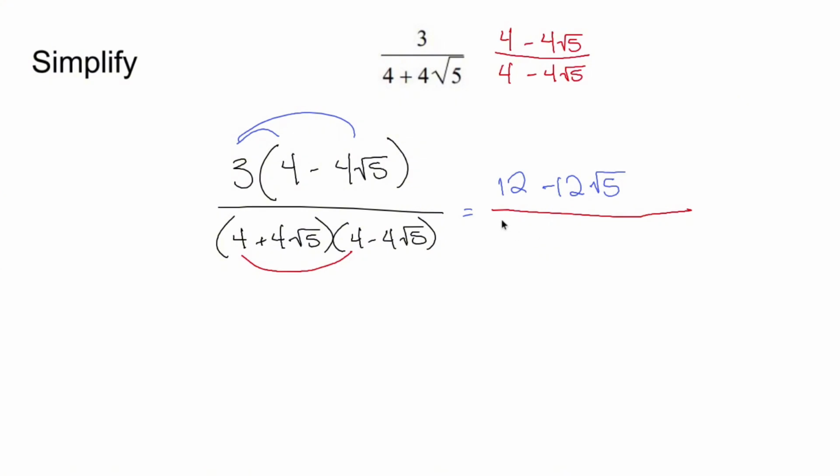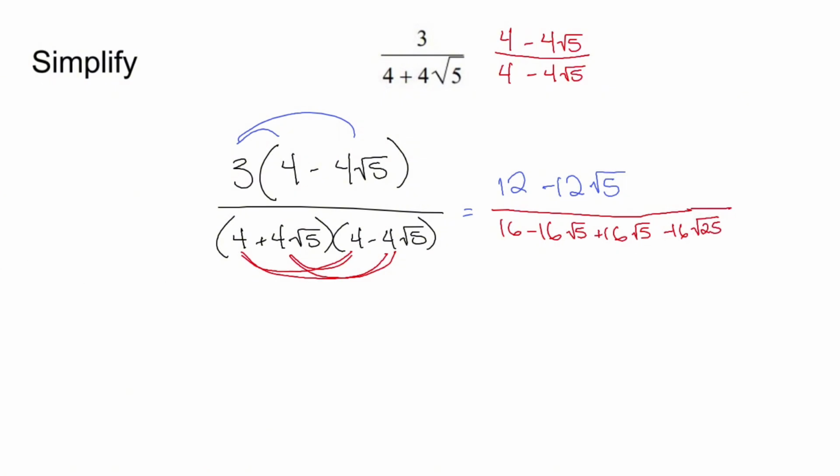4 times 4 is 16, no big deal. 4 times negative 4 is negative 16, square root of 5 comes along for the ride. 4 times 4 is 16, square root of 5 comes along for the ride. See what happens in the middle? And then 4 times negative 4 is negative 16. Square root of 5 times square root of 5 is square root of 25. I'll clean that up in a little bit.